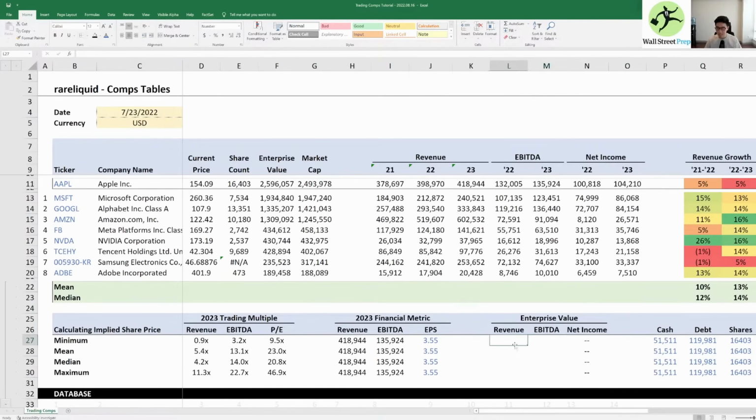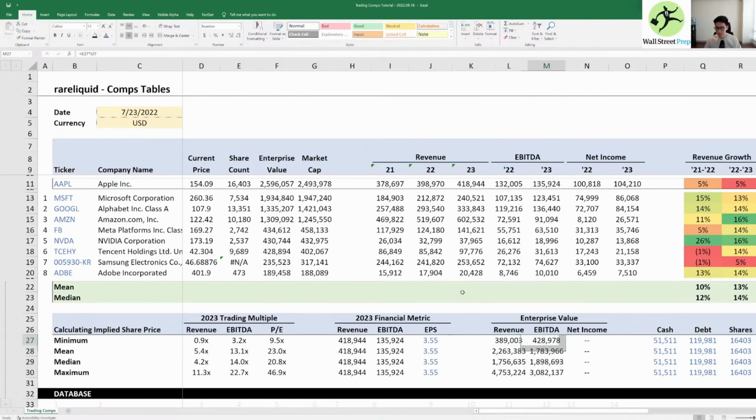So next thing to do is calculate our implied enterprise value, right? In order to do that, we just simply get our revenue multiple and multiply by our revenue figure, right? And same thing for EBITDA, 3.2 times your EBITDA. So what this implies right now is that Apple, based on our minimum multiple based on our similar set of peers, is valued at 390 billion, which is obviously too low. And then based on EBITDA, 430 billion.